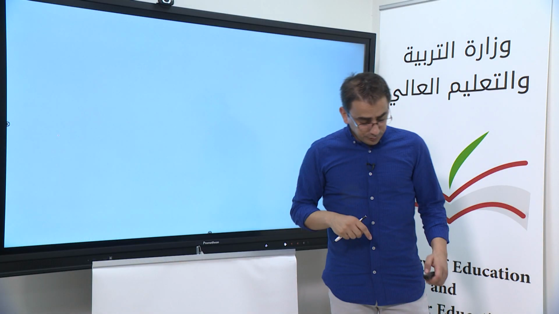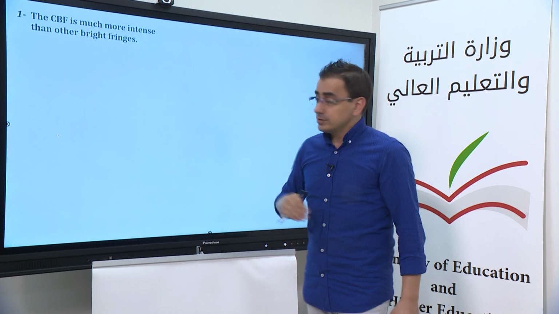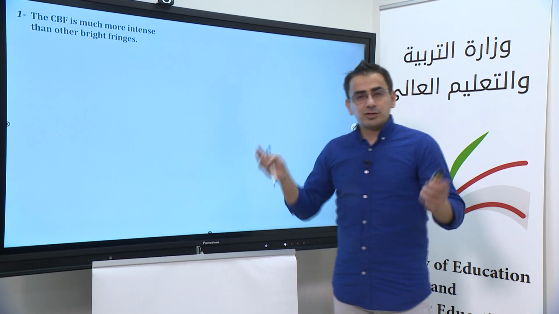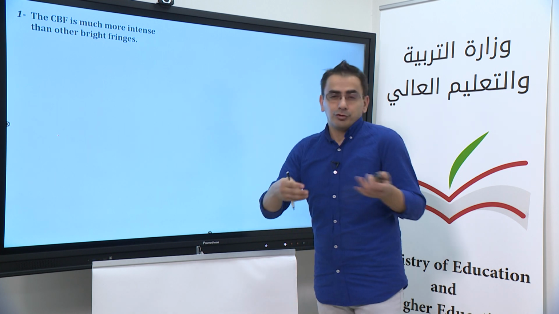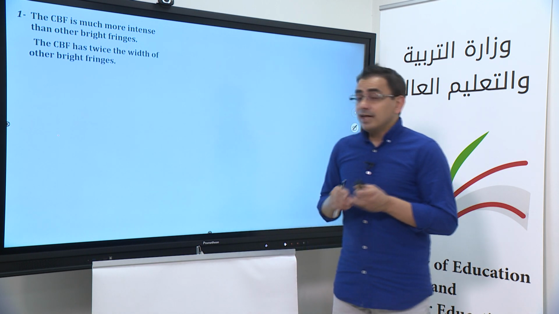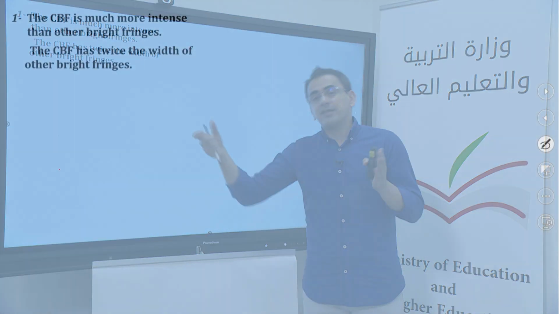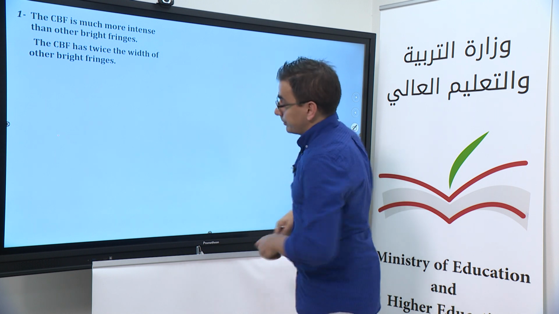So 1. State two differences between the central bright fringe and other fringes. We know that the central bright fringe is much more intense. So yes, it is much brighter than the others. And it has twice the width of other fringes. The width of the central bright fringe is double the width of any other bright fringe.